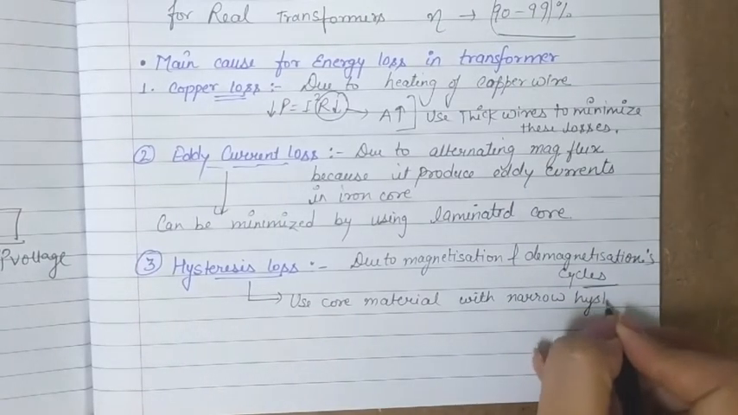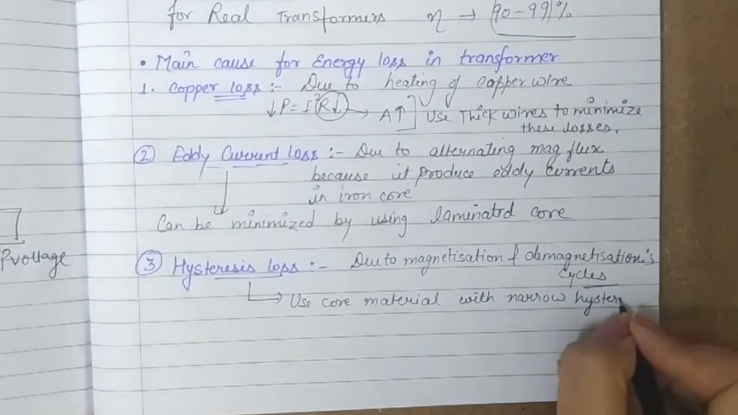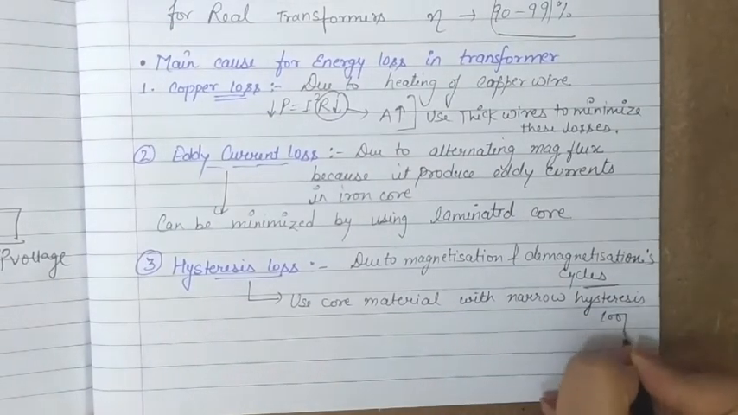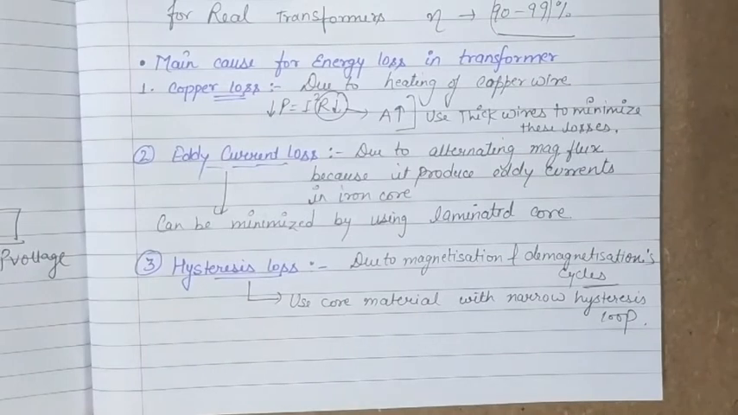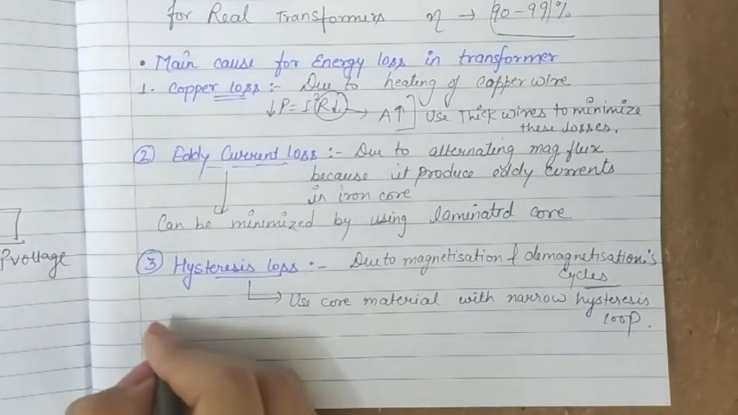Narrow hysteresis loop. Okay, this is the technique. Next is the flux leakage loss.